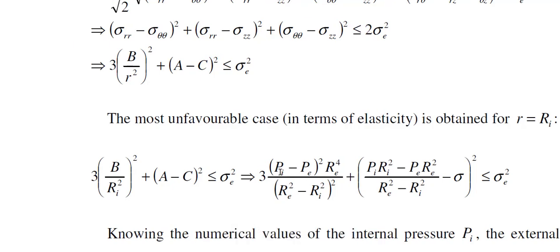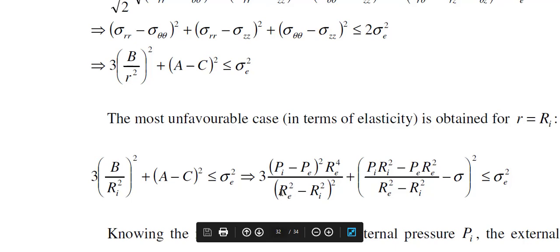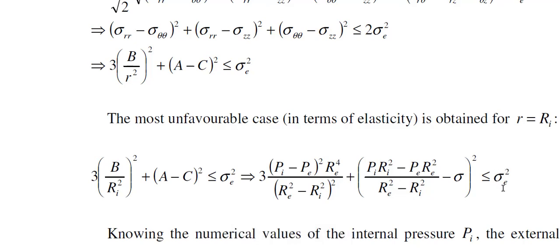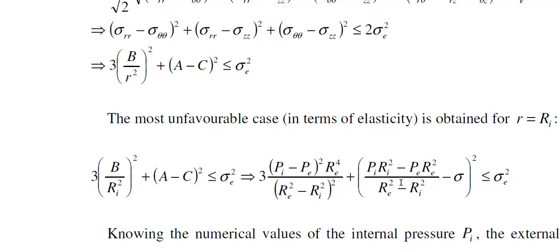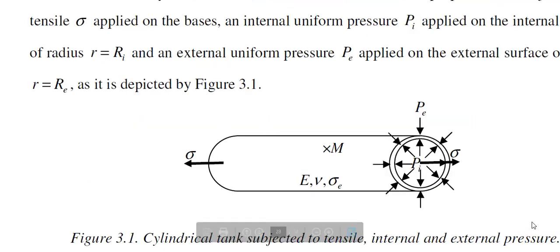Finally, if we know the numerical values of the internal pressure Pi, the external pressure Pe, the internal radius Ri, the external radius Re, and also the numerical value of the tensile sigma, and the numerical value of the yield strength of the material constituting the shell, this yield strength, sigma E, we can check whether or not the shell will remain in the elastic domain. That's all for this educational video.